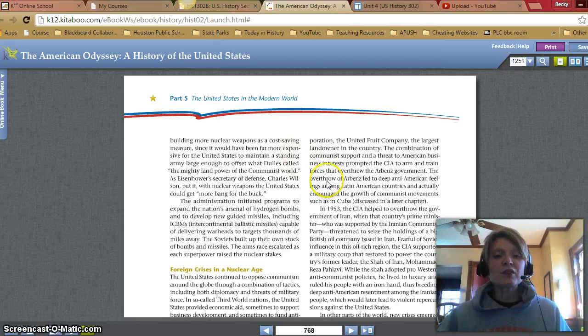As Eisenhower's Secretary of Defense, Charles Wilson, put it, with nuclear weapons, the United States could get more "bang for their buck." The administration initiated programs to expand the nation's arsenal of hydrogen bombs and to develop new guided missiles, including ICBMs, intercontinental ballistic missiles, capable of delivering warheads to targets thousands of miles away. The Soviets built up their own stock of bombs and missiles. The arms race escalated as each superpower raised the nuclear stakes.